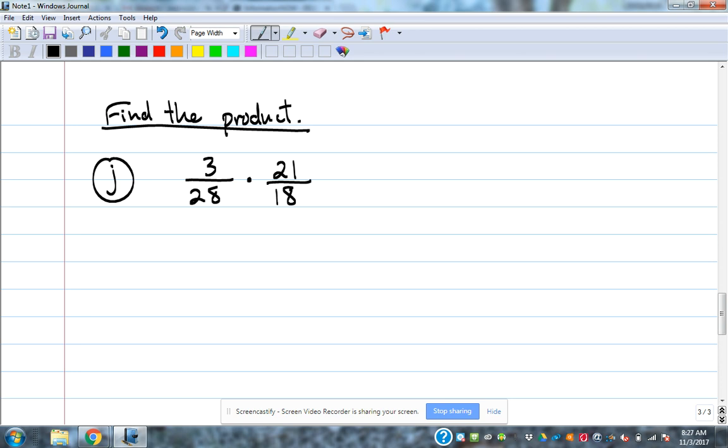3 and 28, nothing. What about 21 and 18? They're both divisible by something? 3. They're both divisible by 3. So I'm going to reduce vertically. That's going to be a 7. This will be a 6.